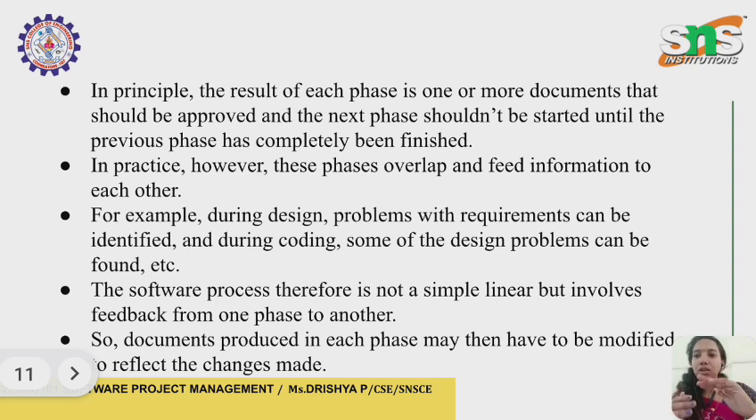Suppose, for example, during design a problem with the requirements can be identified, and during coding some design problems can be found. The software process therefore is not a single linear process but involves feedback from one phase to another. So documents produced in each phase may then have to be modified to reflect the changes made. This is the first life cycle or process model, the waterfall model.